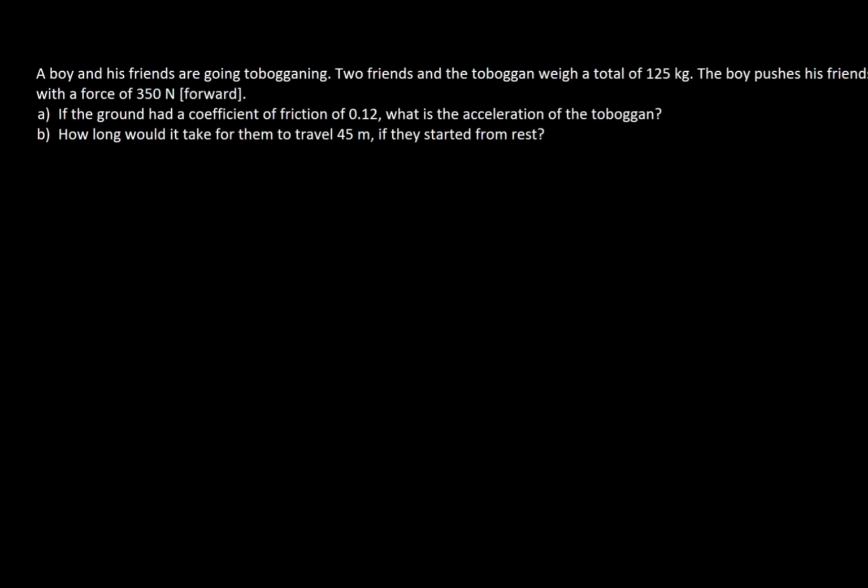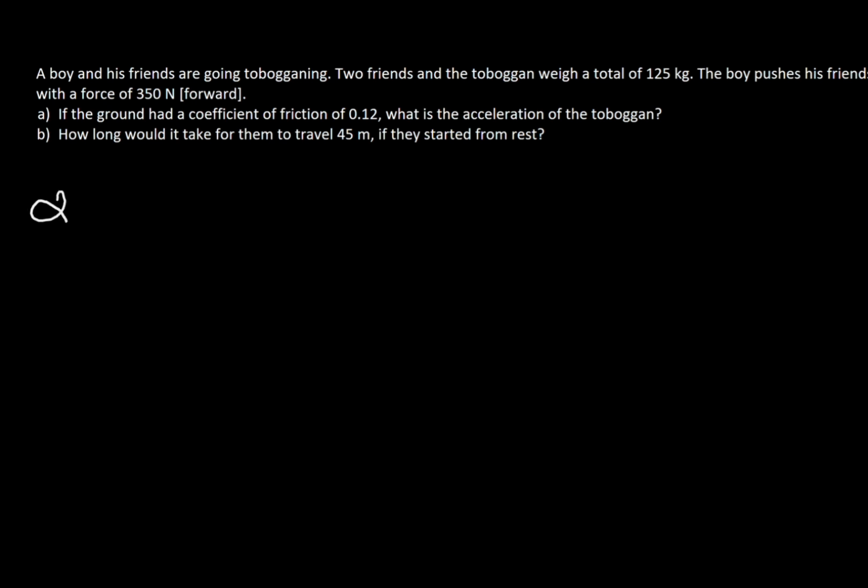A boy and his friends are going tobogganing. Two friends and the toboggan weigh a total of 125 kilograms. The boy pushes his friends with a force of 350 newtons forward. Question A asks, if the ground had a coefficient of friction of 0.12, what is the acceleration of the toboggan?